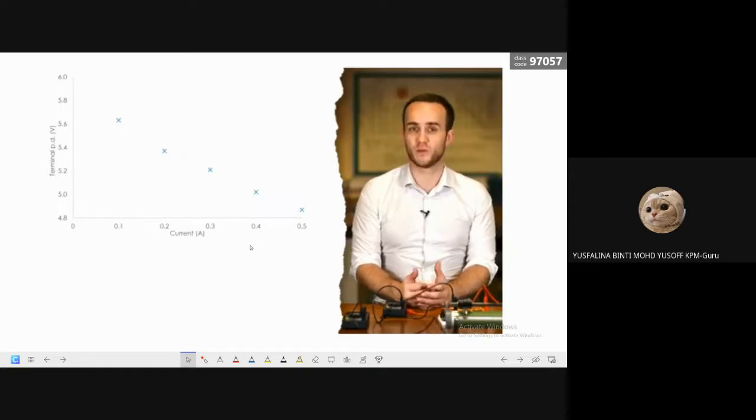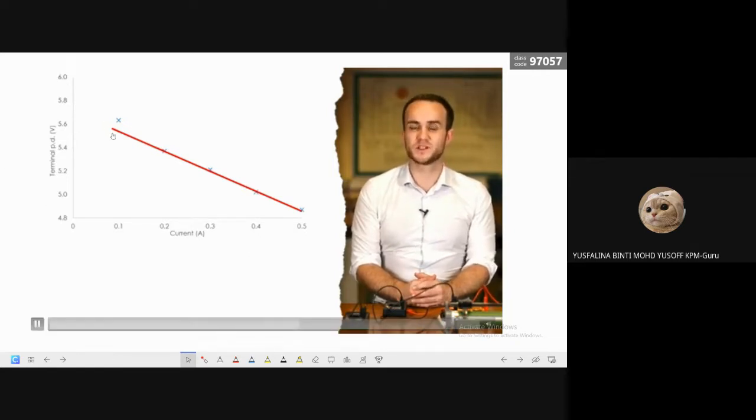So this is the graph. Now, if there was no internal resistance, then we should just have a flat line. But because there is internal resistance, the more current we have flowing through the battery, the more of that total PD, the EMF, the internal resistance takes up. So what we can do is extrapolate this line back to the y-axis.